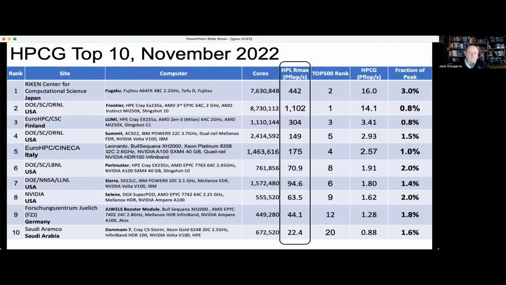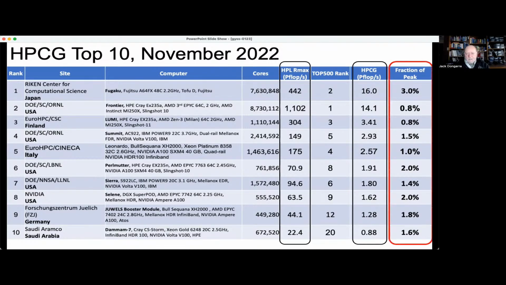I've listed here the Linpack number. HPL is the Linpack number for the machine. The number one system for solving HPCG is the machine in Japan, and it had a Linpack number of 442 petaflops, and the rate that it solved this benchmark is 16 petaflops. So you see the difference there between solving a dense matrix problem as opposed to solving a problem which is based on a sparse structure associated with it.